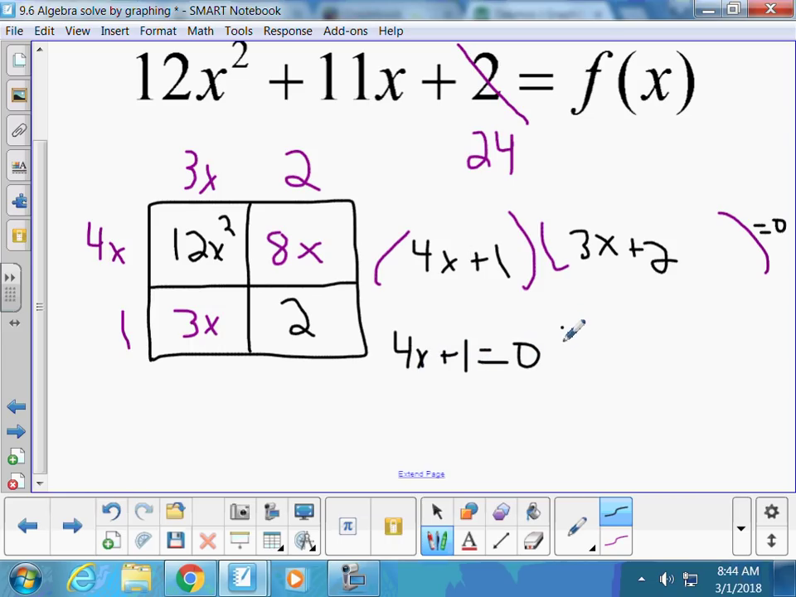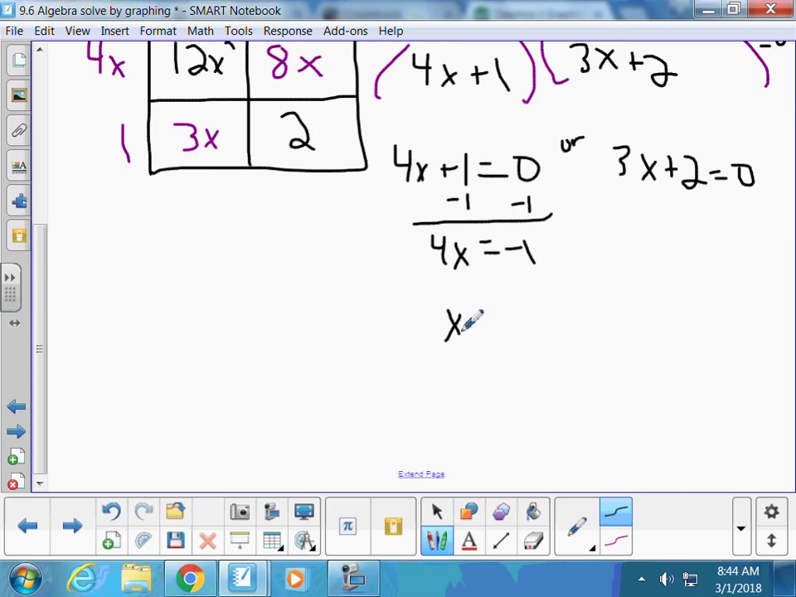So either 4x plus 1 equals 0, or 3x plus 2 equals 0. To solve this equation I have here, I would subtract 1 to the other side and finish it off by dividing by 4. So my final answer would be -1/4. Over on this side, I would move my 2 over by subtracting it over, and then I would divide both sides by 3, so -2/3.